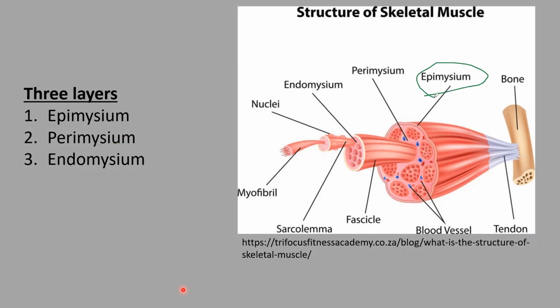Epimysium is the connective tissue around the skeletal muscle. Then we have perimysium, the connective tissue that bundles the skeletal muscle fibers into a fascicle. So many fascicles are surrounded by the epimysium. The perimysium surrounds many muscle fibers into a bundle that is called a fascicle.